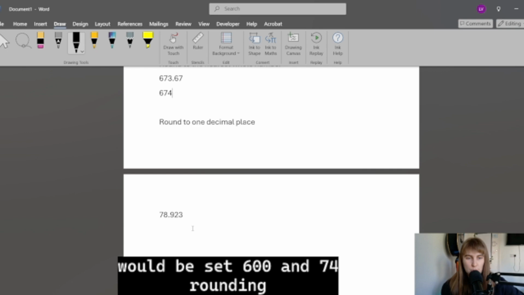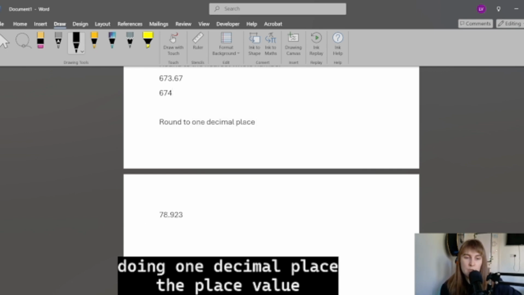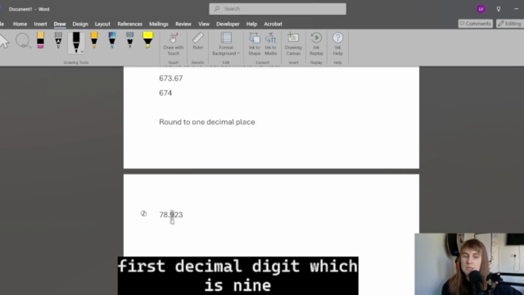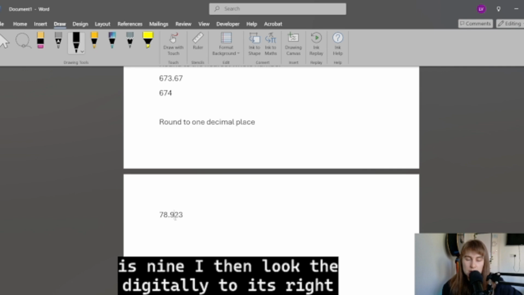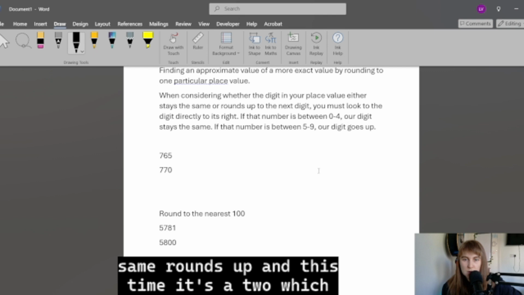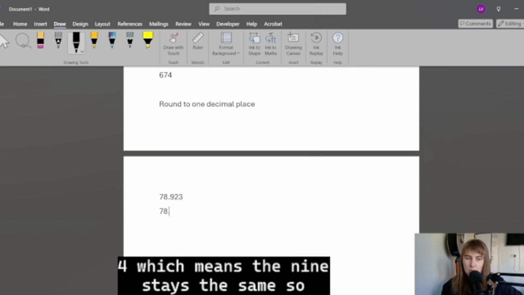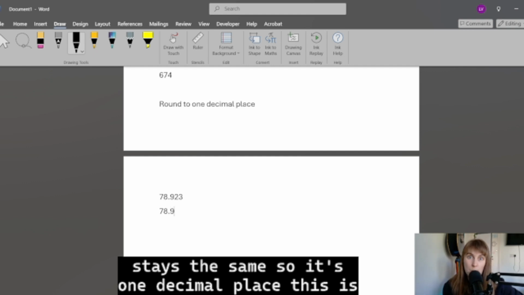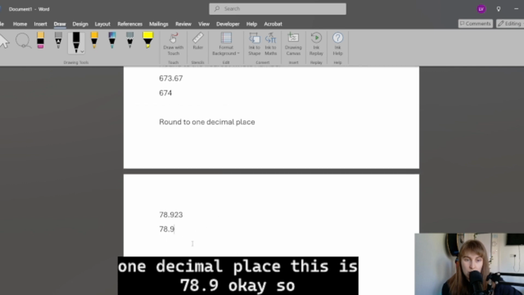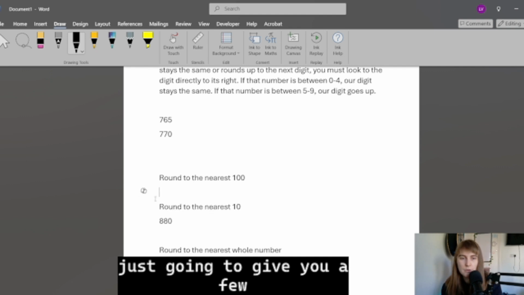Rounding this to one decimal place. If I'm doing one decimal place, the place value I'm concerned with is the first decimal digit, which is 9. I then look at the digit directly to its right to decide if it stays the same or rounds up. Now this time it's a 2, which means it's between 0 and 4, which means the 9 stays the same. So to one decimal place, this is 78.9.